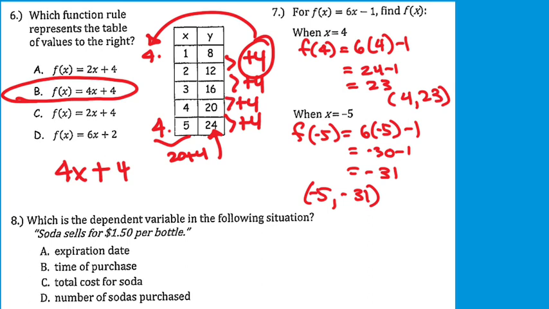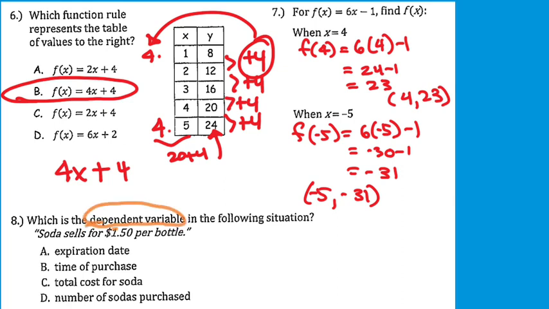Number 8, we are seeing what is the dependent variable. When we talk about range and domain, domain is independent. It's dominant. It determines the y, right? And the y value is dependent on the x value.